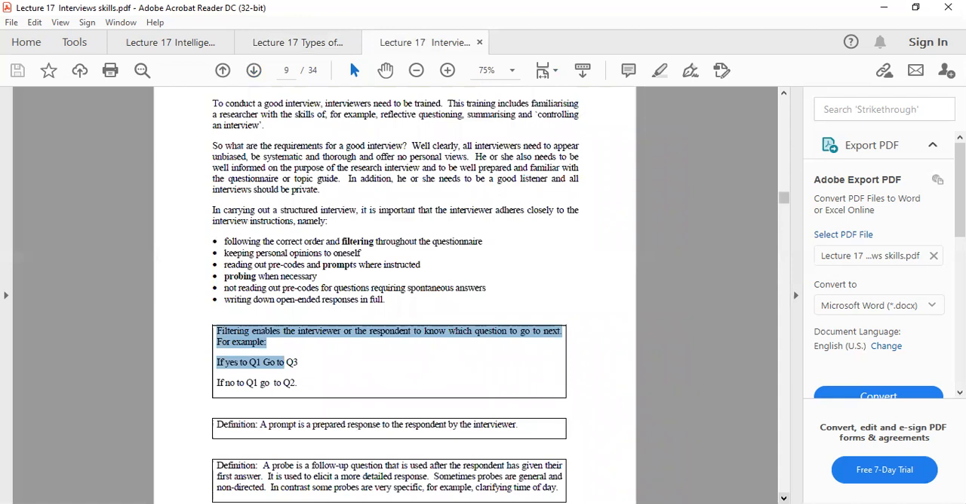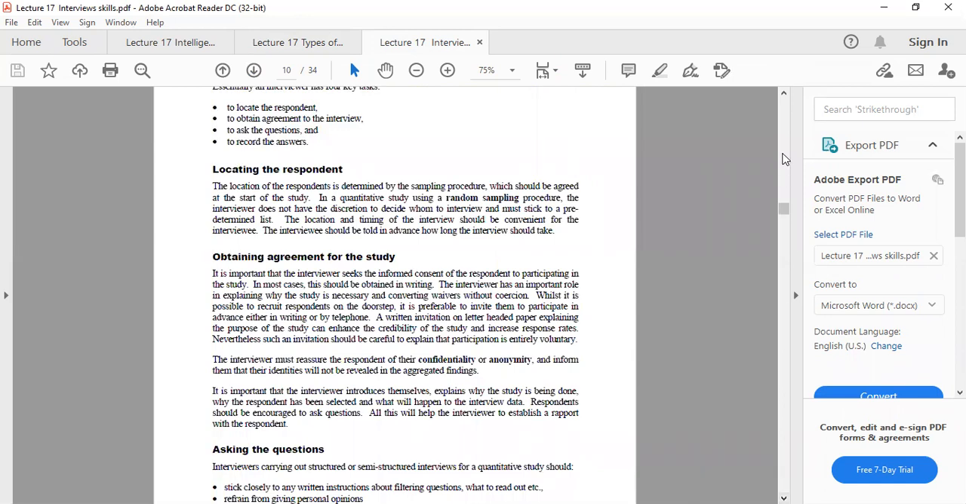Then not reading out pre-codes for questions requiring spontaneous answers. For certain questions where spontaneous answers are required, one doesn't need to be guided or told certain codes, such as if yes to question 1, then we go to question 3. Then writing down open-ended responses in full. Open-ended responses should be taken in full.